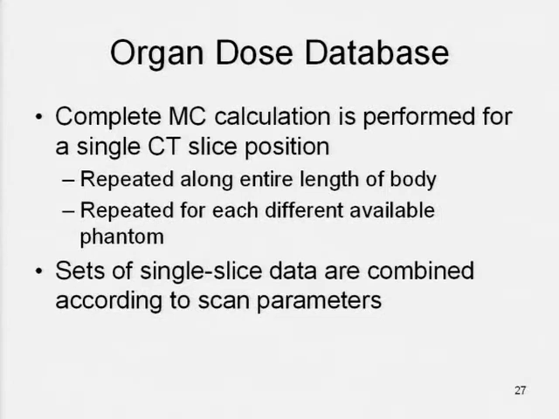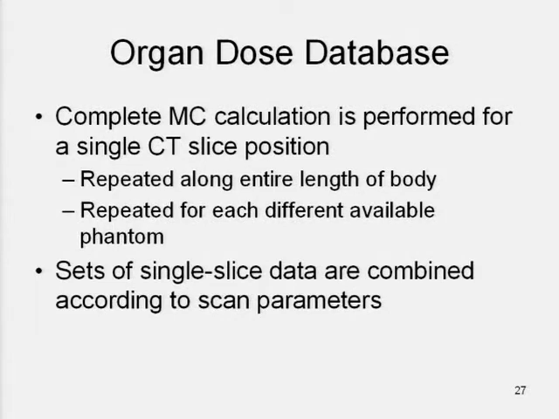We can get a complete Monte Carlo calculation performed for a single CT slice position. We take one slice at one position on the body and do a full Monte Carlo calculation. We can find the dose to every organ associated with that position. That's going to take some number of CPU minutes. On modern machines with multiple CPUs, you're still looking at a couple hundred CPU minutes to get good information. But we can run clusters of this, and we can get a lot of data.